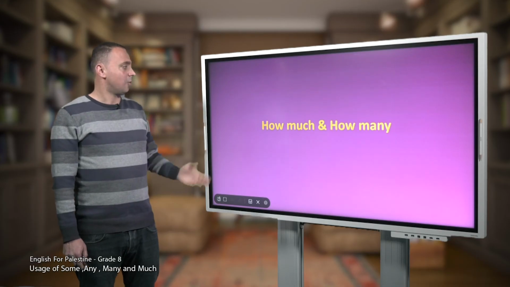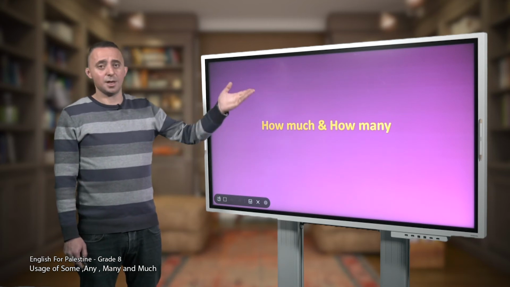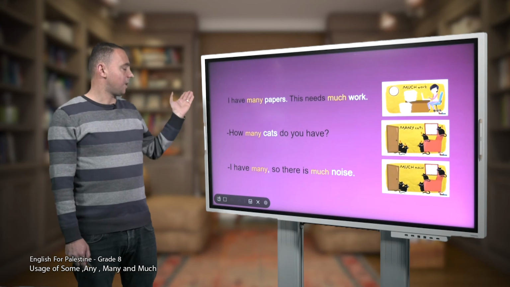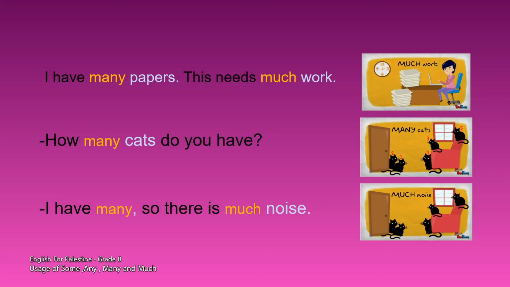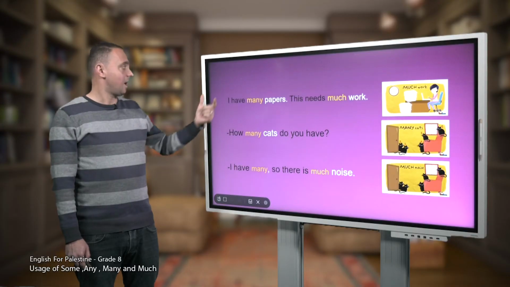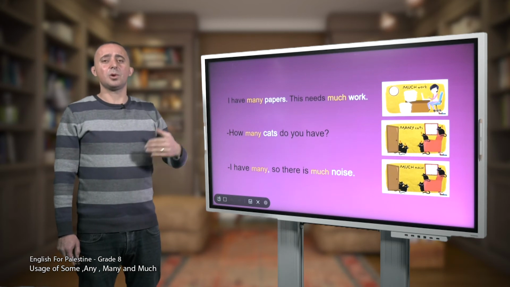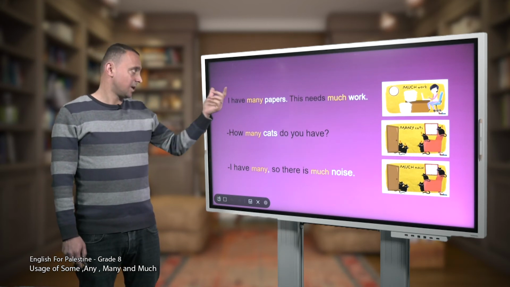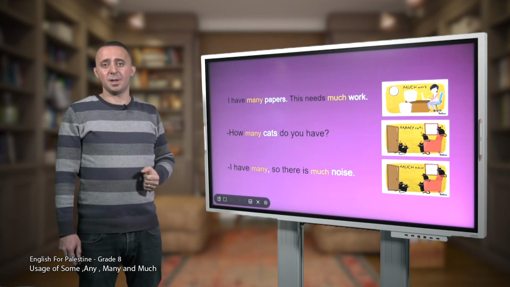Let's continue. What about how much and how many? When do we use how much and how many? Let's see. We have examples with pictures. Look at the picture, dear students, and the speaker says, I have many papers. Notice we have the word many, which is followed by papers. Do you think the word papers is a countable or uncountable noun? Very good, it's a countable noun. So many should be followed by countable nouns.